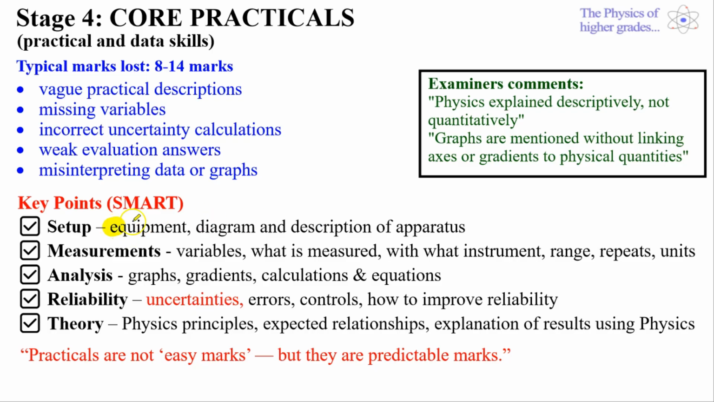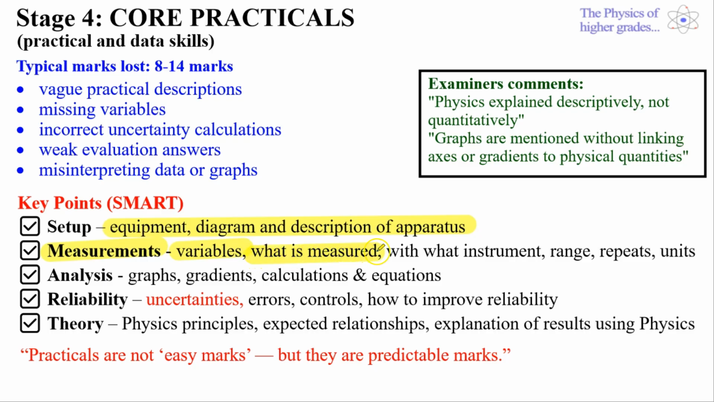So we have SMART, so the S would be setup. So this is just the basics, getting the basics right. So what is the equipment? Maybe draw a diagram, maybe describe the apparatus. So a lot of students tend to get that reasonably okay. The measurements is really important, and a lot of students miss this out. So what are the variables? We could talk about the independent, the dependent, and the control variables.